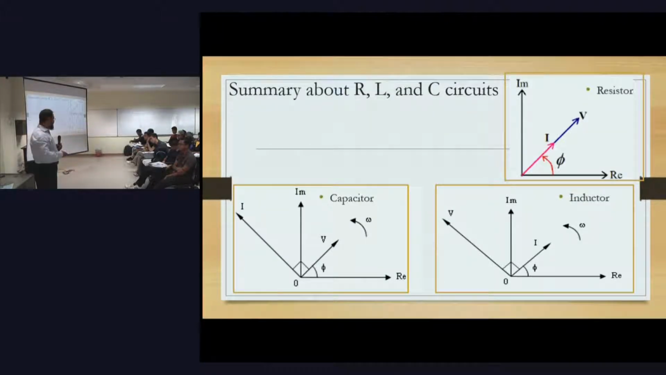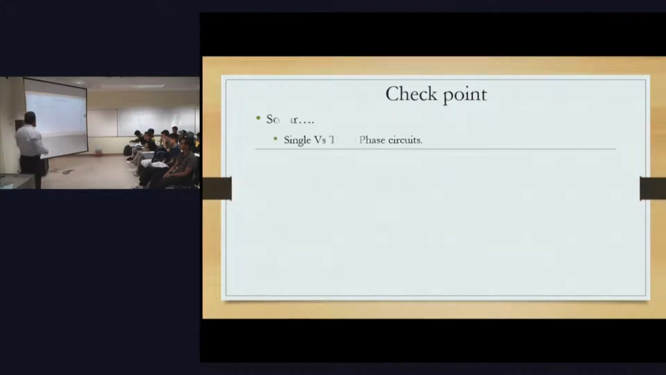It's no harm. Even if you set this as a reference, the only thing that will happen, let's say if you set the current in this direction, the voltage will be lagging by 90. So voltage will be somewhere like this. It's all about referencing. It's no big deal. It's all custom.